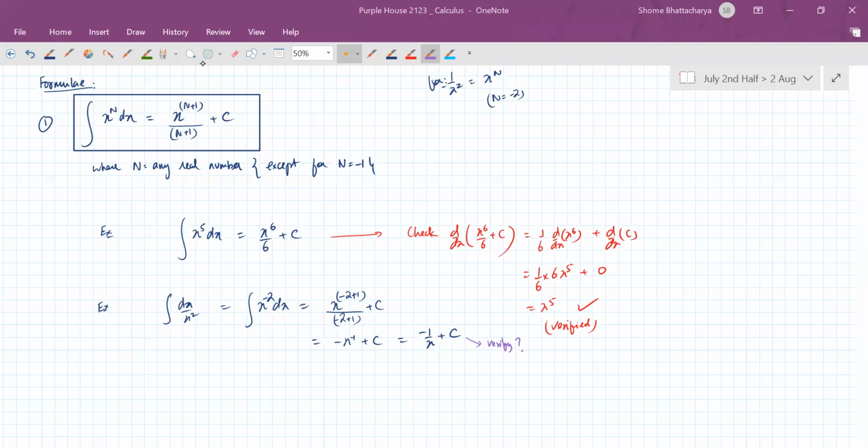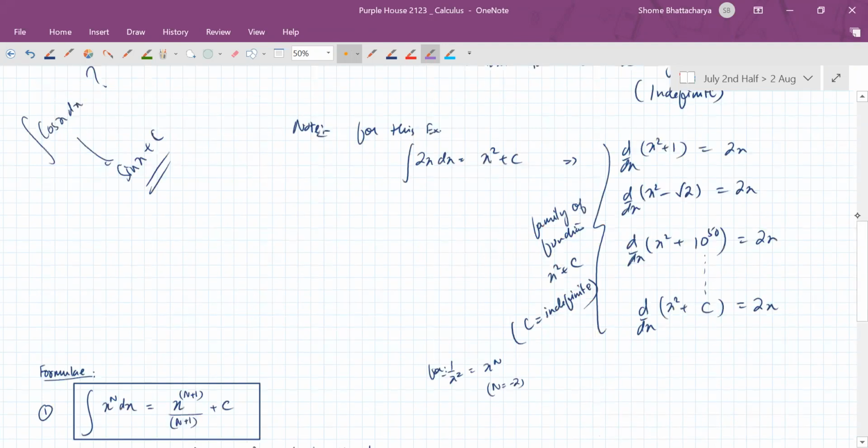Sir, done. I got it. Yes, sir, same here. Very good. Okay, so I'll show it for everyone else also. Differentiation of minus 1 by x is minus times differentiation of x to the power minus 1. So that is minus 1 into minus 1 x to the power minus 2. So that is 1 by x square. So that verifies this.